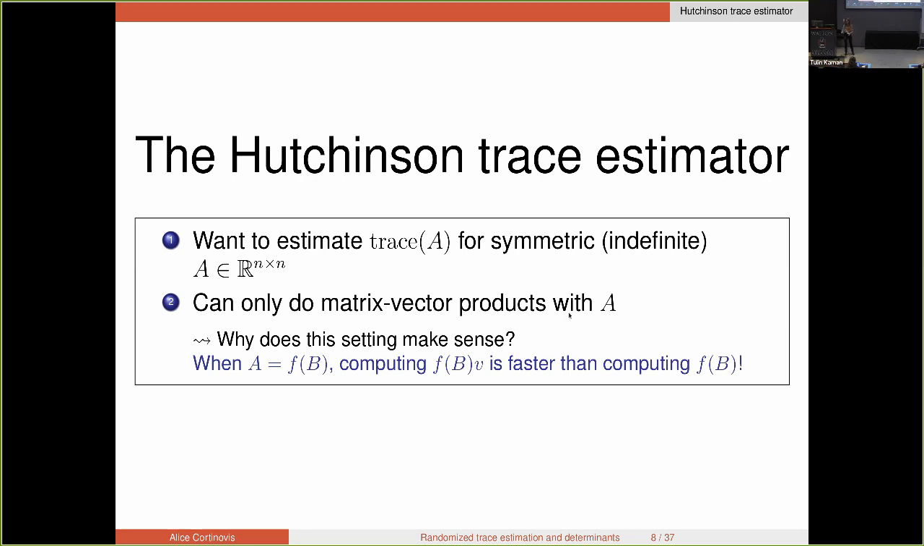At the end, for the determinant, what we want is to estimate the trace of the logarithm of B. So it makes sense that we assume that matrix-vector products with the logarithm of B are available, because computing a matrix like f of B times a vector can be done faster than computing the whole f of B if you use a Krylov subspace projection method, basically. This is something I will tell you about later.